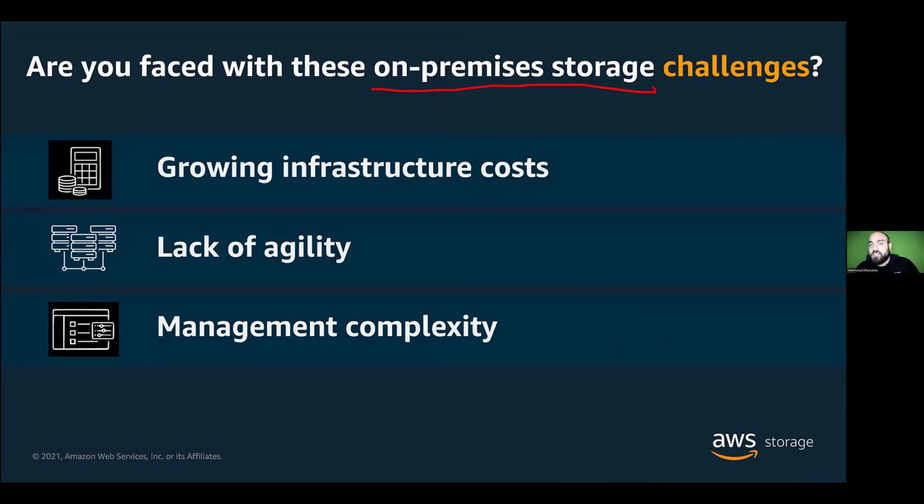So can you let me know in the chat, 1, 2, and 3, are you seeing any of these challenges in today's on-premises storage? Number 1, growing infrastructure cost. Number 2 is lack of agility. It means it takes too much time, like months, until you are able to scale that storage, and it does not allow your business to be fast enough. It takes too much time to bring a new application up. And number 3, of course, adding more complexity to manage that on-prem storage. Can you let me know in the chat, 1, 2, 3, which of these challenges are you currently facing?